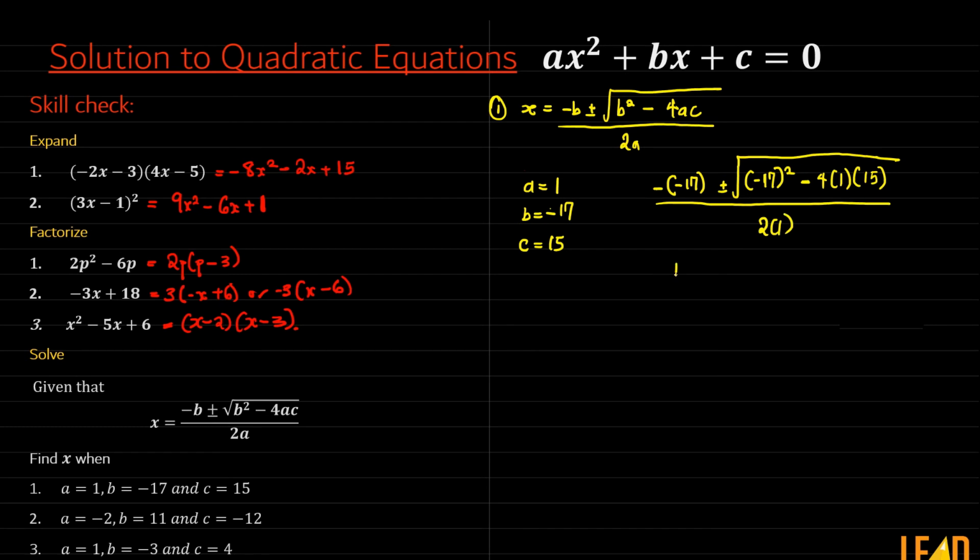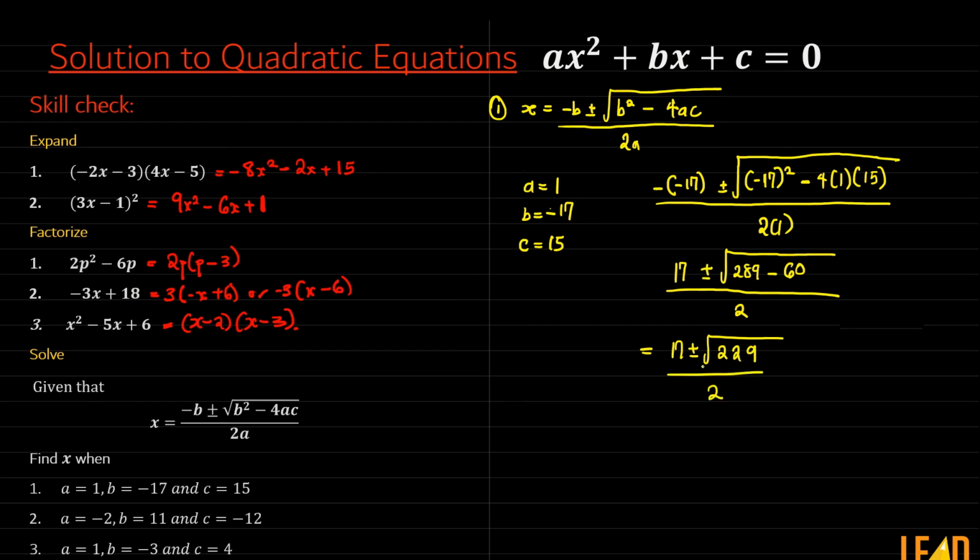This gives me 17 plus or minus the square root of 289 minus... I think that should be minus 60, right? So again, I multiplied minus 4 times 1 times 15. So you need to watch the signs, over 2. This is going to give me 17 plus or minus the square root of 229, over 2.